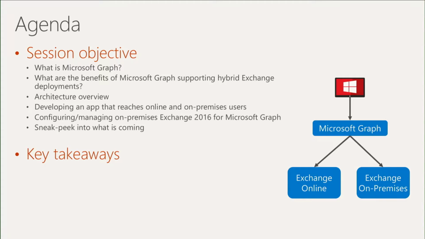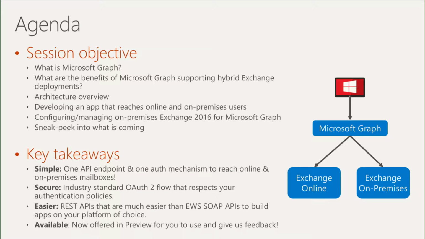The key takeaway, just to reinforce, is very simple. If you have an app or a background or daemon service which needs to connect to both on-premises and cloud mailboxes of a hybrid tenant, you can do so easily by just going to one endpoint, which is Microsoft Graph. The reason we have done this, and we're really excited about the preview, is number one, the programming model becomes much simpler. You've got one API endpoint, one auth mechanism to reach online and on-premises mailboxes.